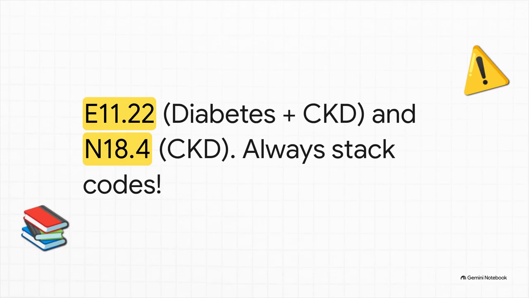Test writers are going to try to trick you by offering an answer with just E11.22, or by coding the diabetes and the CKD entirely separately without using the combo code at all. Don't fall for it. Always use the combination code and always check the tabular list for those use additional code instructions to make sure your stacking is complete.